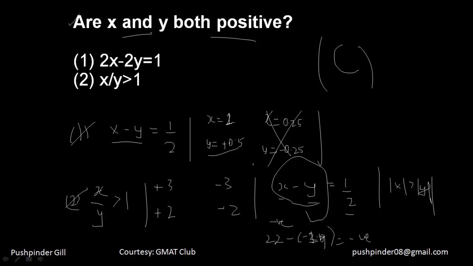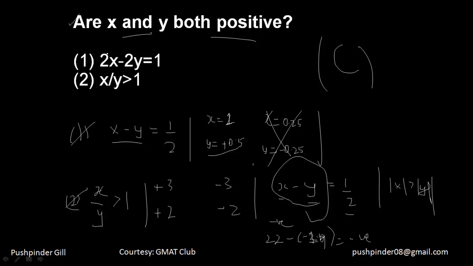Let me just take a quick recap here. Disproving statement 1 was not difficult at all. X minus y is equal to 1 by 2: both can be positive, or one can be positive and the other negative. I've already discussed x upon y being greater than 1: either both are positive or both are negative. That completely rules out giving the answer that both are positive.